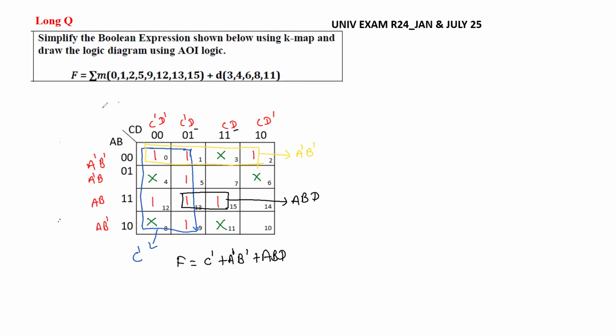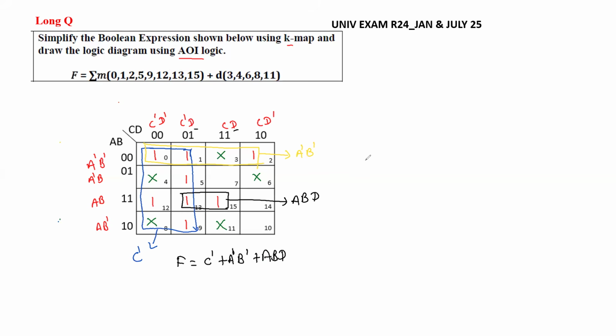Now what they are asking in the second part is: first simplify by using K-map, then draw the logic diagram by using AOI. AOI is AND-OR-Invert. Here they are not asking for the NOR implementation or NAND implementation. So simply you can draw the logic diagram for this. Everybody will be able to draw.